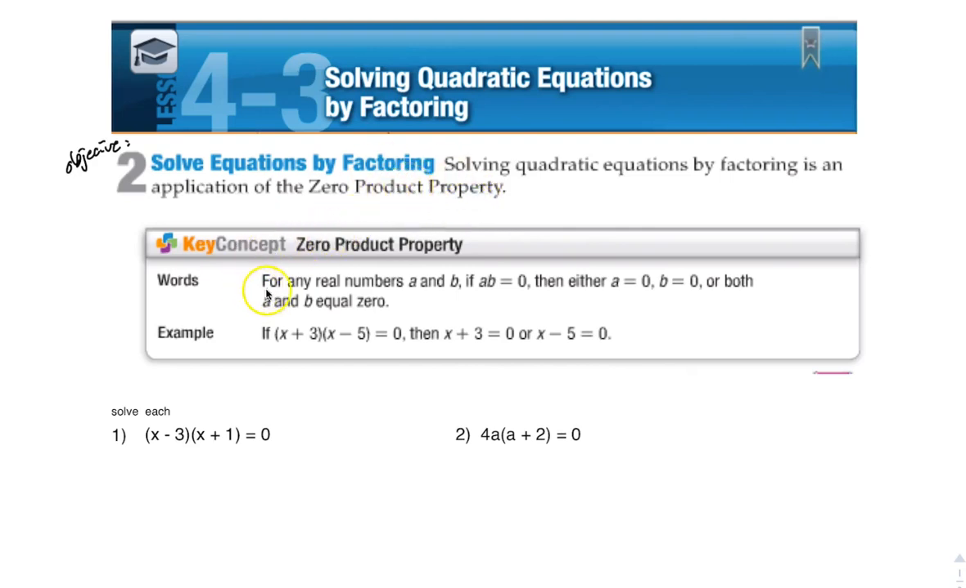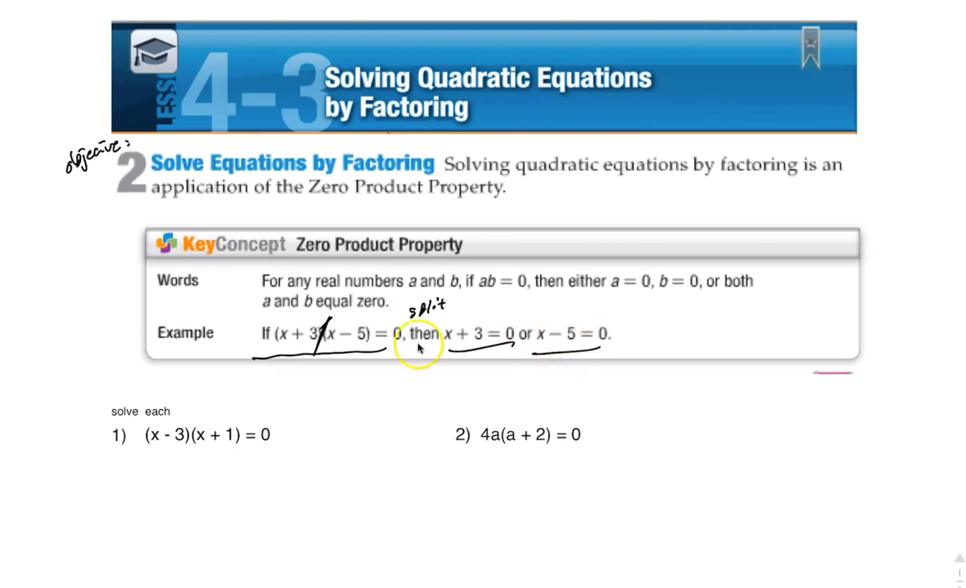What is that? Well, for any real numbers a, b, if a times b equals 0, then either a or b have to equal 0, or both a and b equal 0. So for example, if you have x plus 3 times x minus 5 equals 0, then one of these two, at the very least, equals 0. So how do we solve that? We just split it up and solve each one separately.